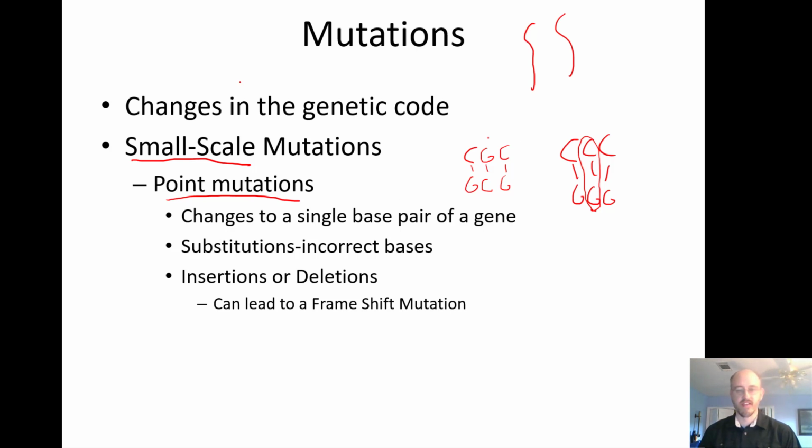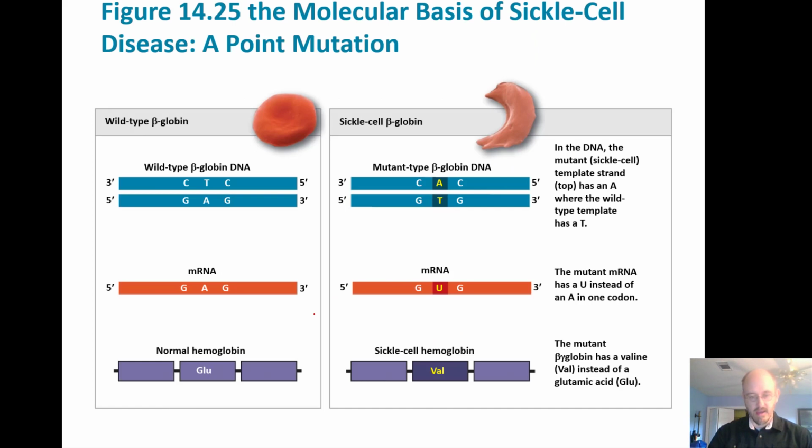So point mutations are a type of small-scale mutations, and they're going to include substitutions and insertions or deletions. Substitutions is when you have the wrong bases there, and insertions or deletions are when you delete one set of bases. And that can lead to a bigger kind of mutation known as a frame shift mutation, which we have a diagram to show you that in a moment. Okay, so let's first look at a basic substitution.